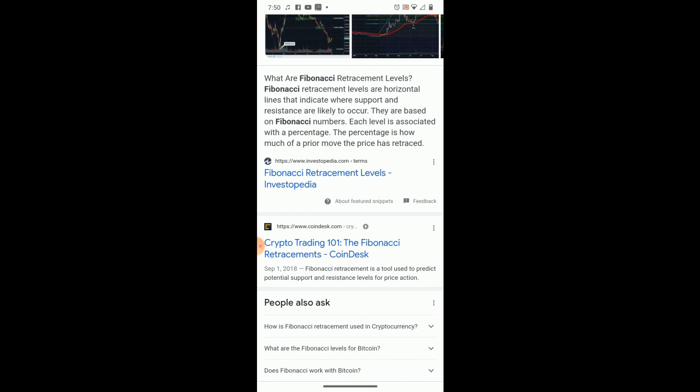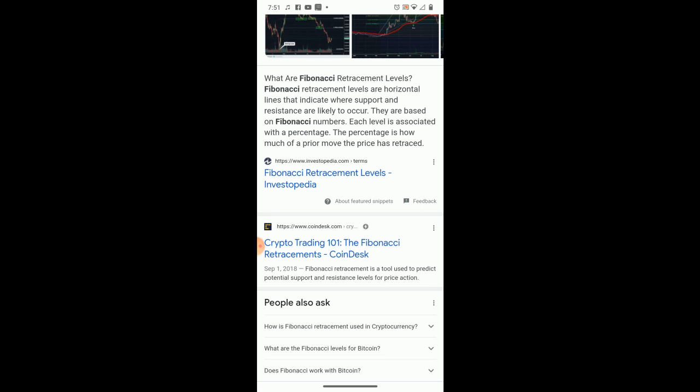Fibonacci retracement levels are horizontal lines that indicate where support and resistance are likely to occur. They are likely to occur at these horizontal lines. They are basically support lines, and you know, a support line could as well be a resistance line. Don't worry about that. They are based on Fibonacci numbers. So those are the numbers we want to talk about now. Now you have seen that the percentages show how much of a prior move the price has retraced.